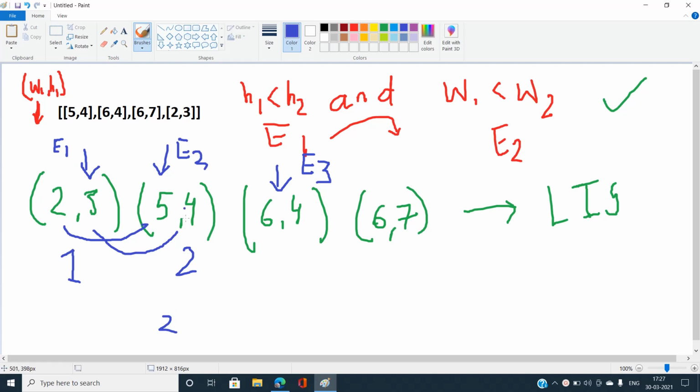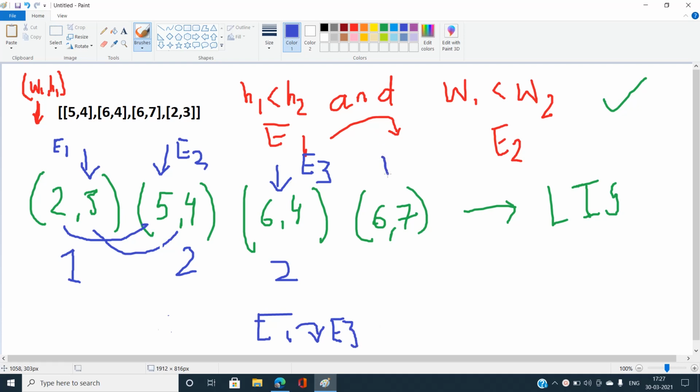And let's check, can we put E2 inside E3? No, we cannot, because 5 is strictly less than 6, but 4 is not strictly less than 4. So our answer would remain 2. And what is the sequence of envelopes possible? The sequence is nothing but E1 put inside E3. That is the maximum sequence of envelopes possible up to index 3. Okay, so this is done.